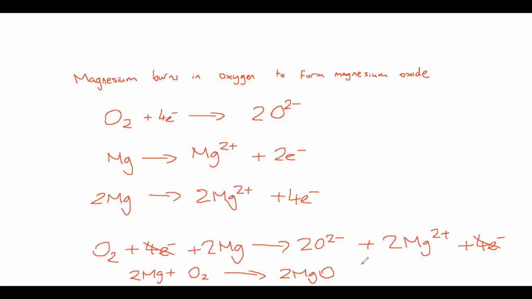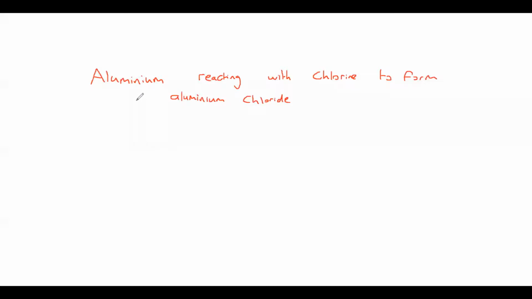MgO as our product. In the next example, we have aluminium reacting with chlorine to form aluminium chloride. Now the aluminium, being in group 3, is going to form a 3+ ion. So we get Al3+ plus 3 electrons. The chlorine, being in group 7, is going to form our chloride ion. So we know we're going to end up with Cl-.